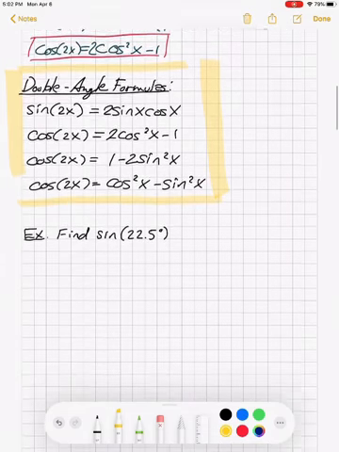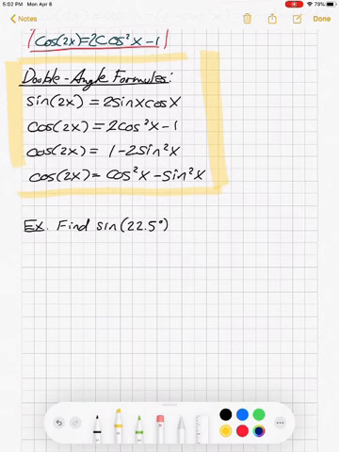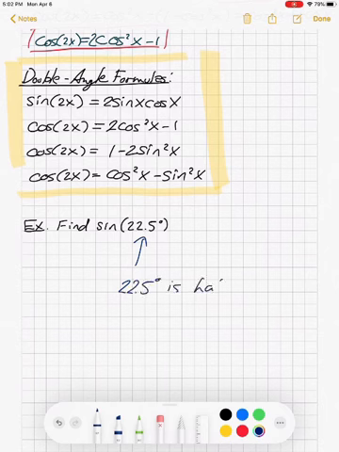Let's see what some of the applications are. So here's an example. Find sine of 22.5 degrees. The thing is, 22.5 is not actually a special angle. However, I know 22.5 degrees is half of 45 degrees, which is a known angle.